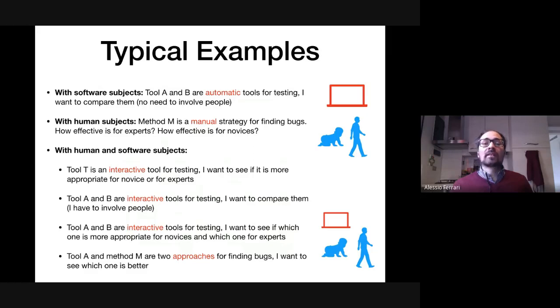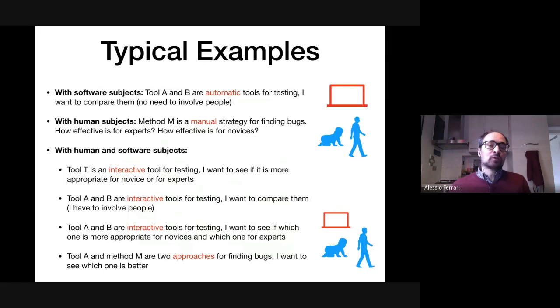I want to compare them in terms of different aspects. For example, how many bugs do they find, and how fast they are in finding these bugs, etc. So I need to compare two tools. In this case, since they are push button tools, fully automatic tools, I do not need to involve people. Okay, so it's an experiment with only software subjects.